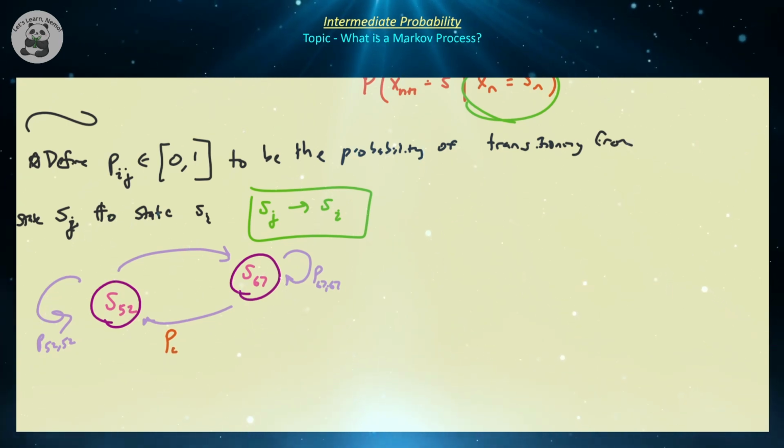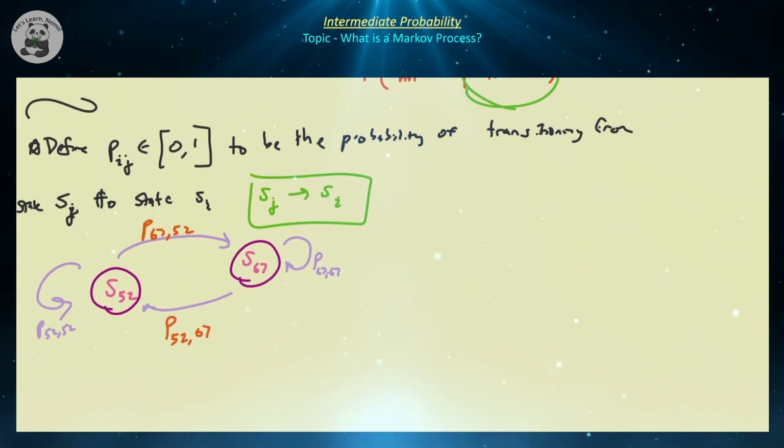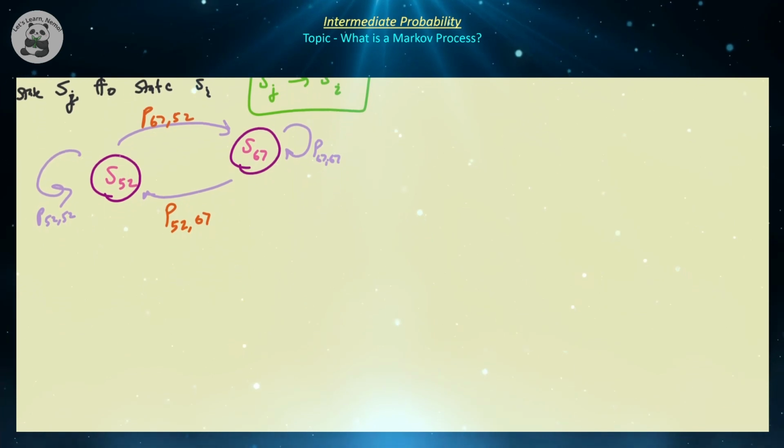So this is going to be P52 coming from 67. And this is going to be P, so where are we going? We're going to 67 coming from 52. Okay, so this perspective is usually referred to as the left stochastic convention, right? And that's used to define what we call left stochastic matrices.